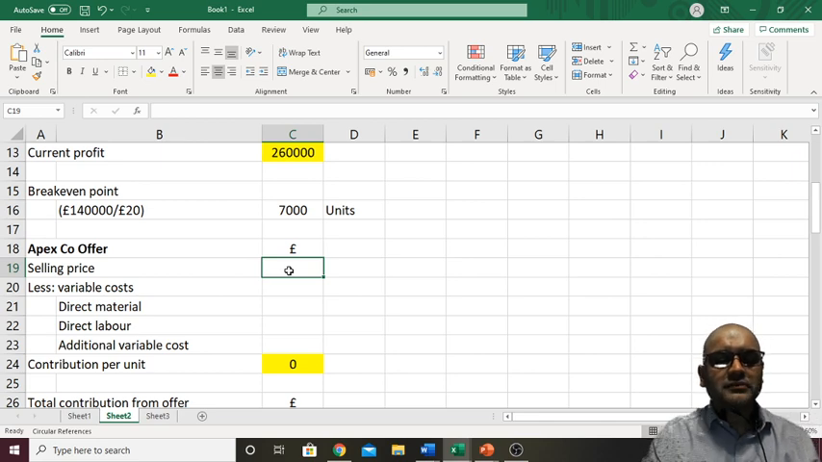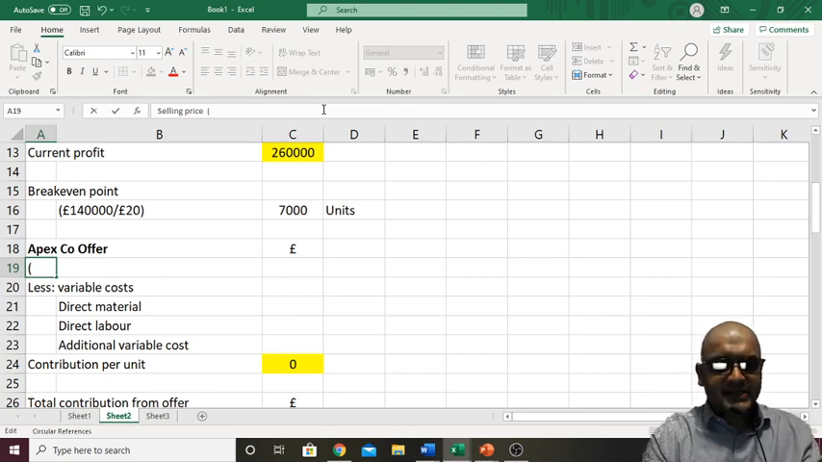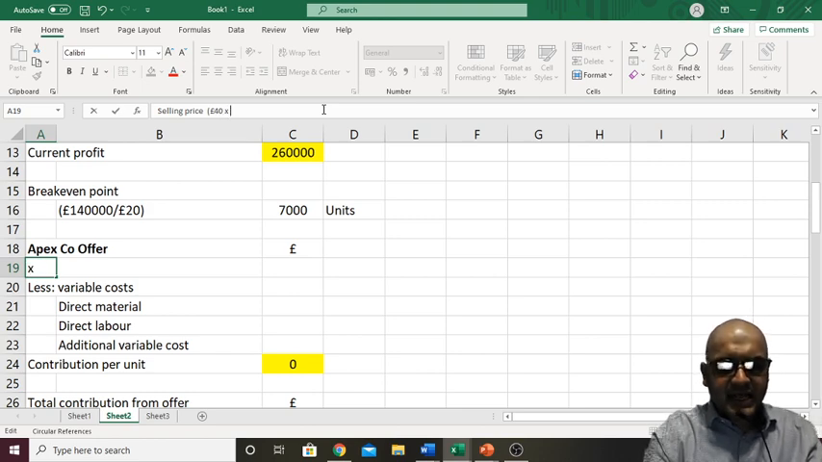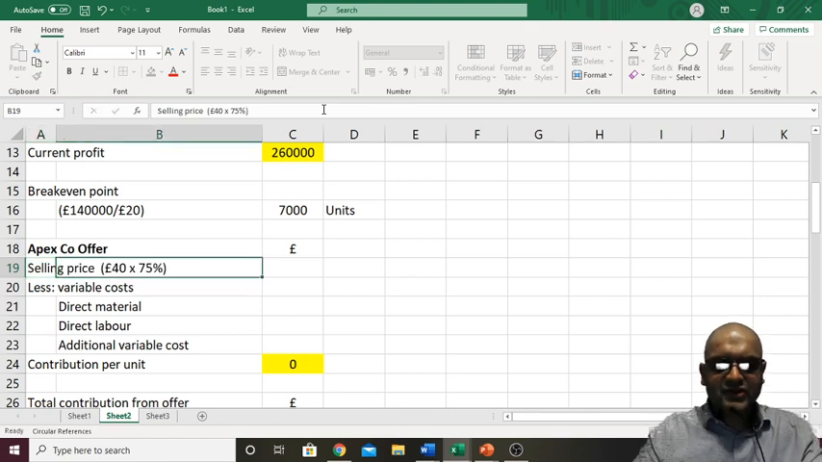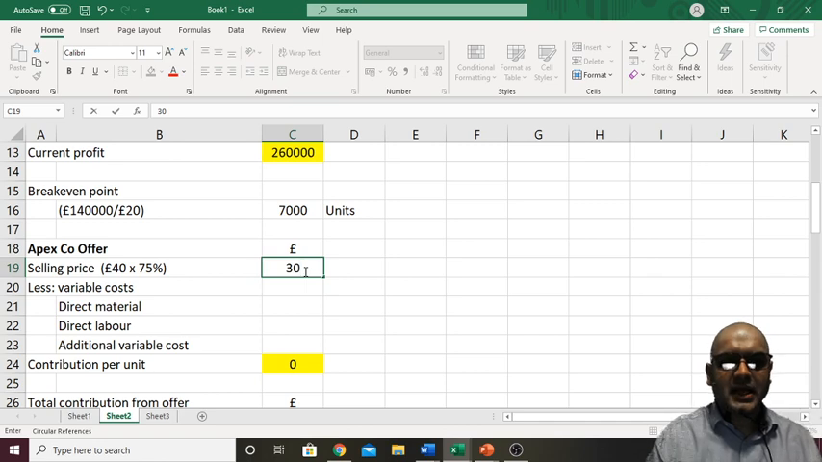providing offer. So for Apex, we know Apex wants the tablets for 25% discount, so £40 multiplied by 75%, removing 25% from 40, and that should give us 30. Okay, so we are going to be providing these tablets for £30.